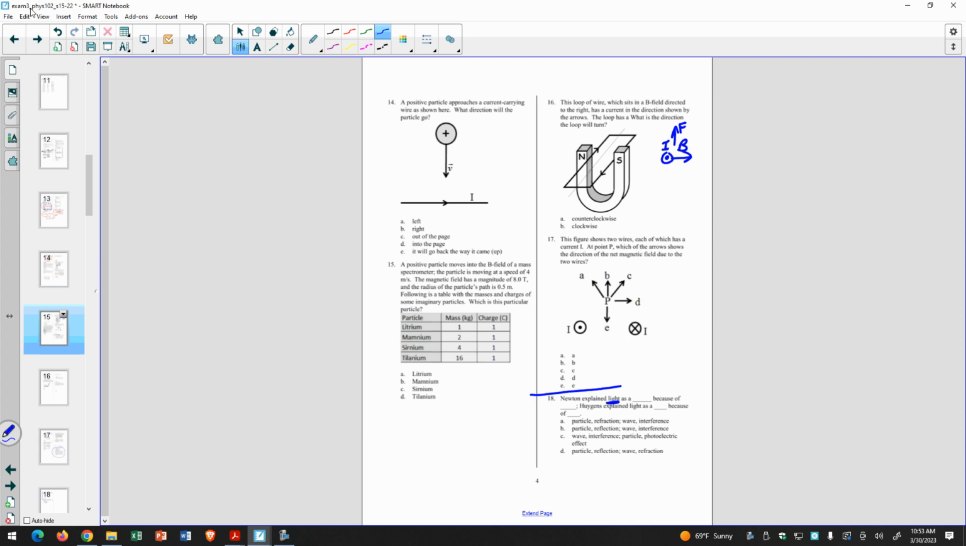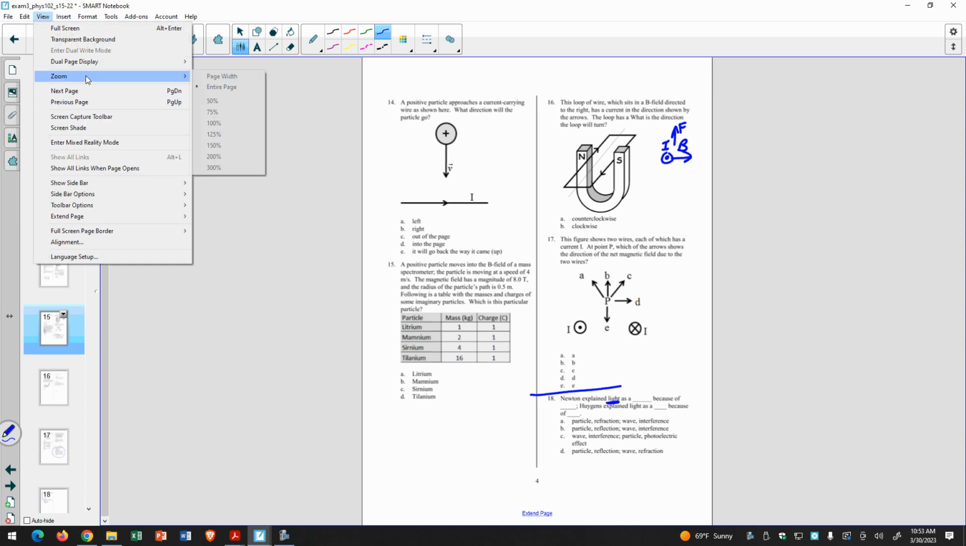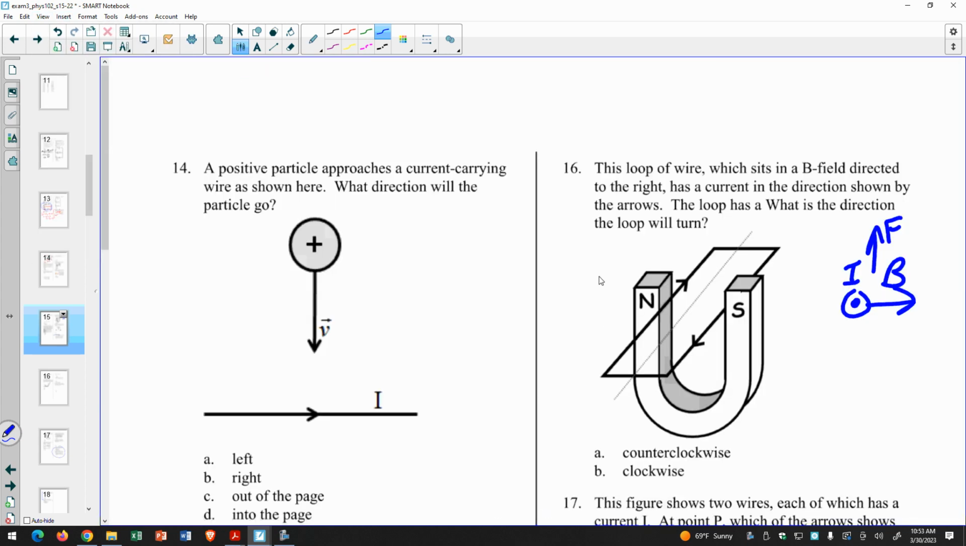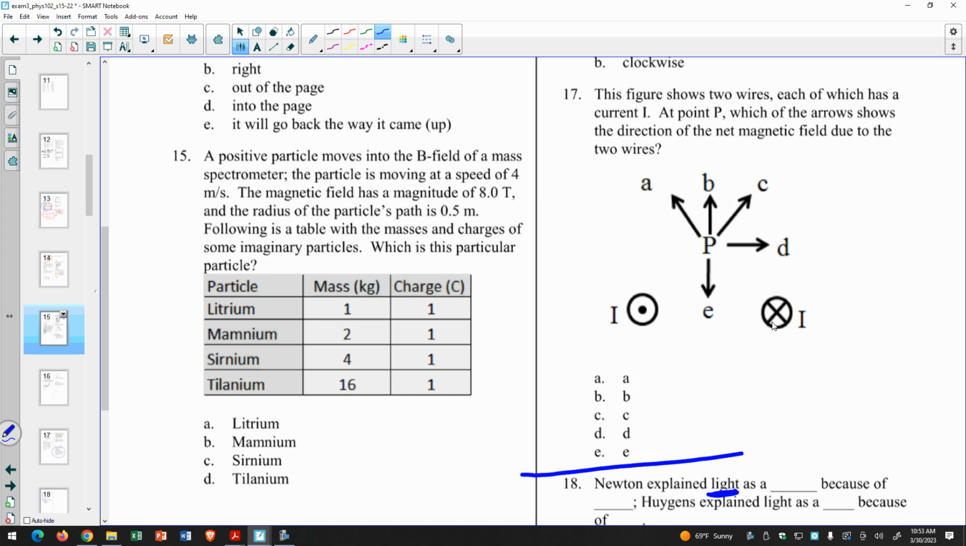Okay, so you will see one like this, something similar. And you'll see one like most of these, actually. But I have two wires, and I want to know what is the direction of the net magnetic field due to those two wires. One of the wires is out of the page. One of the wires is into the page. And I want to know what is the direction of the magnetic field here. So let's take this out of the page first.